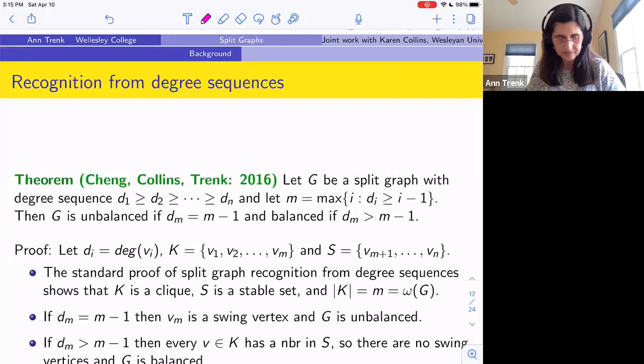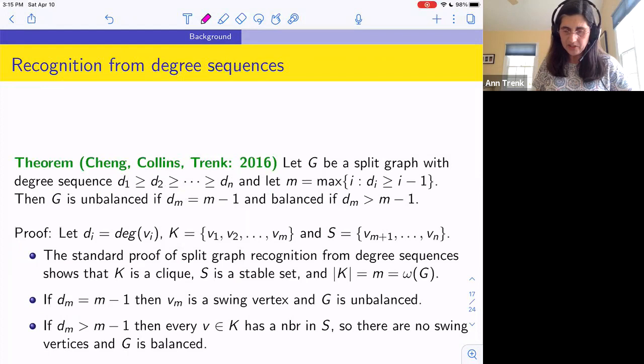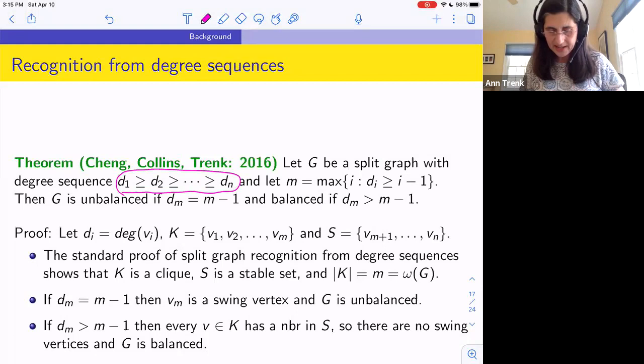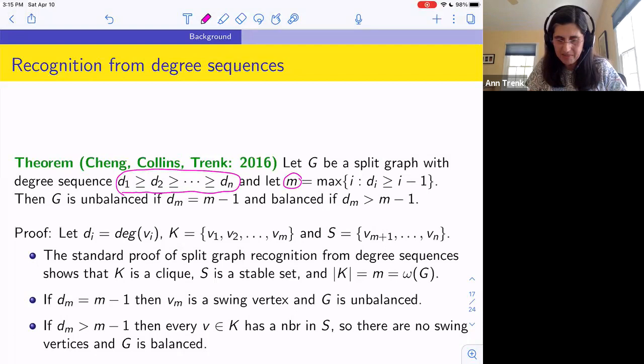So this theorem looks like it takes up a lot of space, but let me just try to unpack it a little bit. If I start with a split graph and I have this as its degree sequence, D1 is the biggest and then going down to Dn, then I let M be, M is a good letter for this. It's the letter that's used in the literature, but it doesn't really stand for magic, but I like to think of it as magic. It's the magic number in these split graph partitions. We also call it the mark. We let M be the maximum value of i for which di is greater than or equal to i minus one. So remember the d's are going down and the i minus ones are going up.